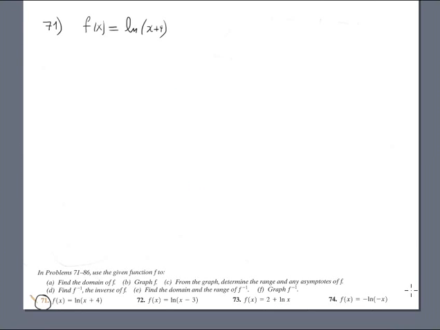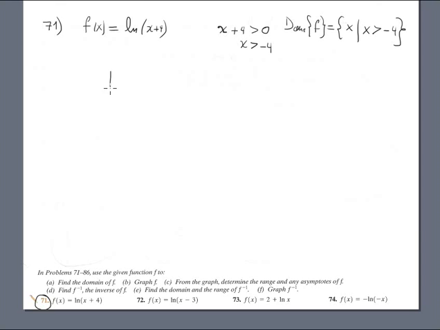Okay, homework of section 6.4, problem 71: find the domain of f. Remember the restriction. The restriction is x plus 4 greater than 0, x greater than -4. Now the domain of the function f is all real numbers such that x is greater than -4. This is the domain. The second is to do the graph.